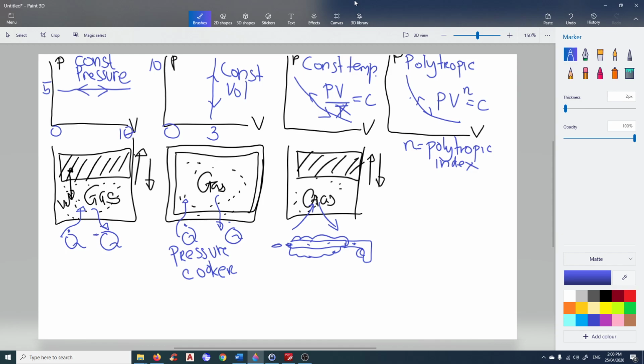The last one that I want to discuss is adiabatic process. So in the adiabatic process, the curve is the same as the polytropic. So we still have P, we still have a V here.